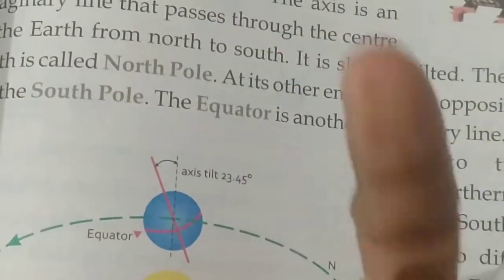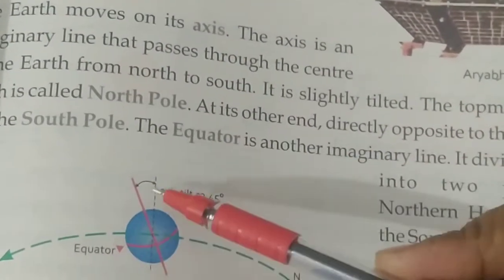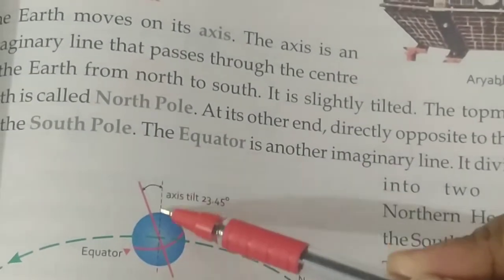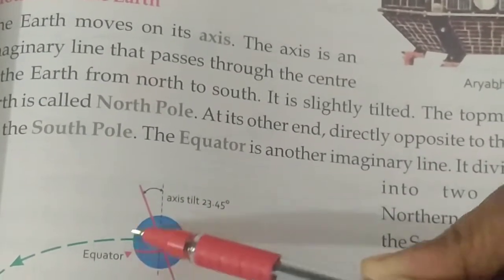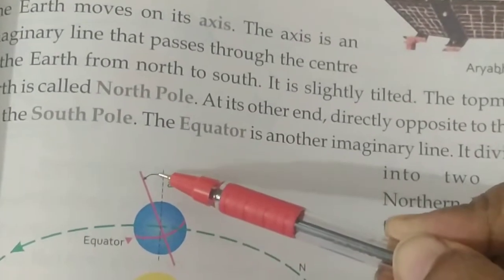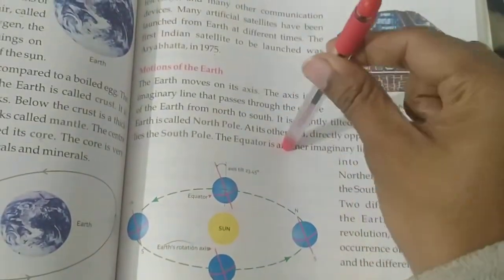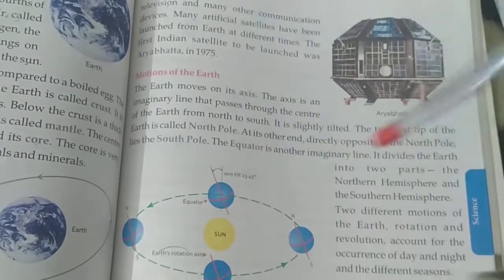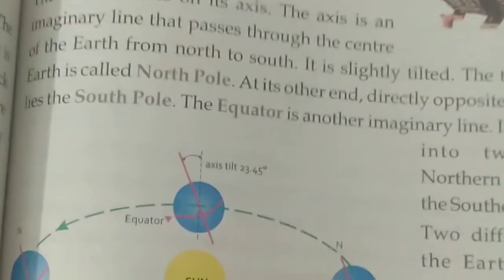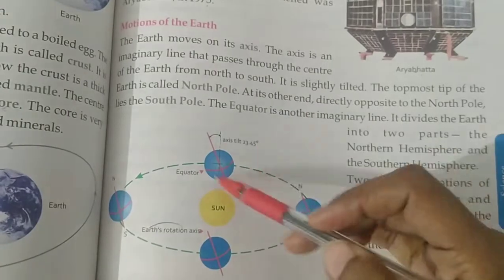The earth is revolving like this around its axis. So this is the axis, which is an imaginary line, and the earth is rotating around this line. Understood? This line is not straight, it is a little tilted. Tilted means, suppose this is the axis, but it is not straight, it is like this, so it is slightly tilted. Here you can see the axis is tilted like this and the earth is rotating.